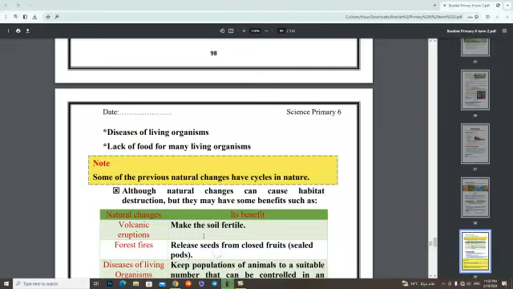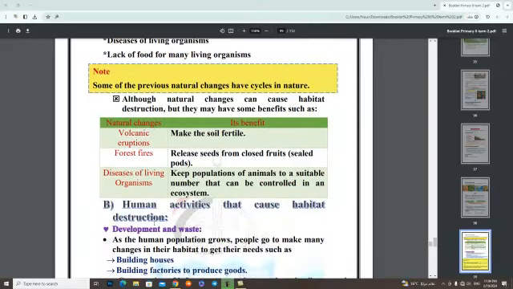Diseases of living organisms, and lack of food for many living organisms. We have a very important note. Some of the previous natural changes have cycles in nature. Although natural changes can cause habitat destruction, they may have some benefits. For example, volcanic eruptions make the soil fertile. Forest fires release seeds from closed fruit. Diseases of living organisms keep populations of animals at a suitable number that can be controlled in an ecosystem.